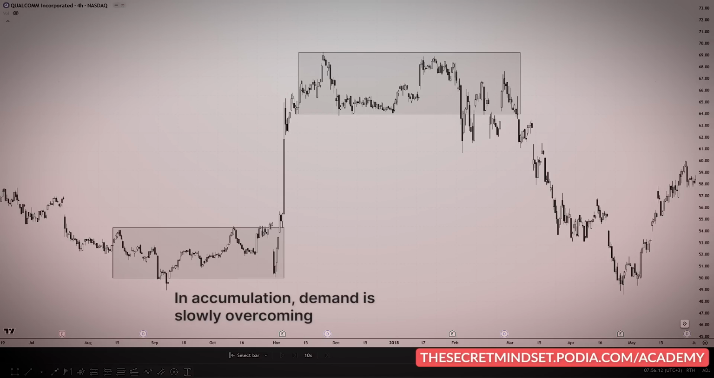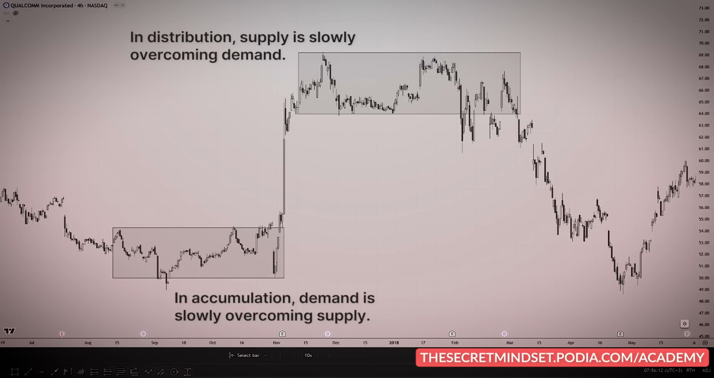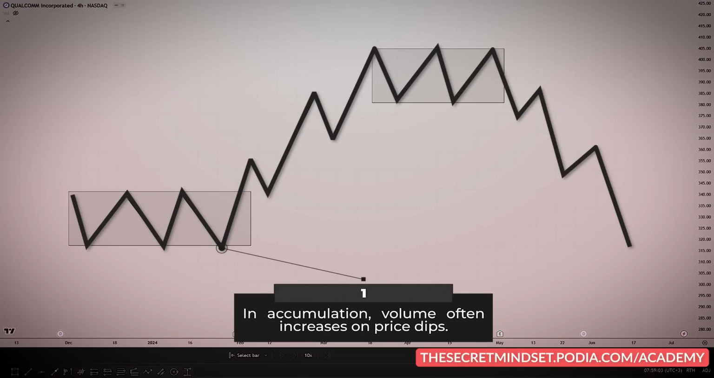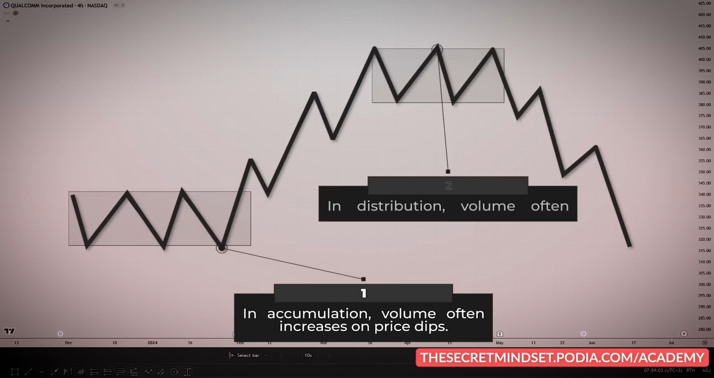In accumulation, demand is slowly overcoming supply. In distribution, supply is slowly overcoming demand. The uptrend and downtrend are when these forces play out. Volume plays a crucial role in identifying these phases. In accumulation, volume often increases on price dips. In distribution, volume often increases on price rises.